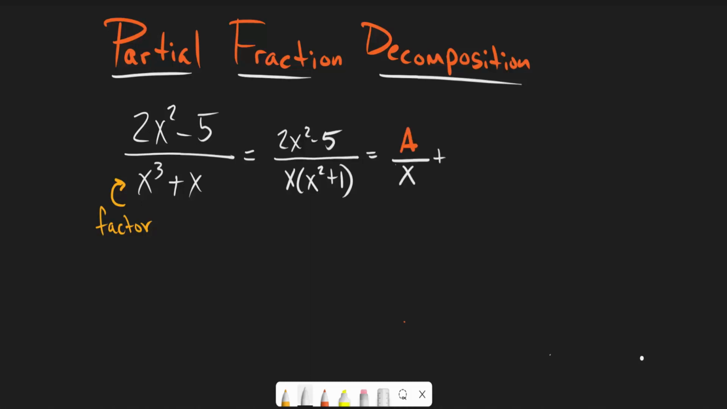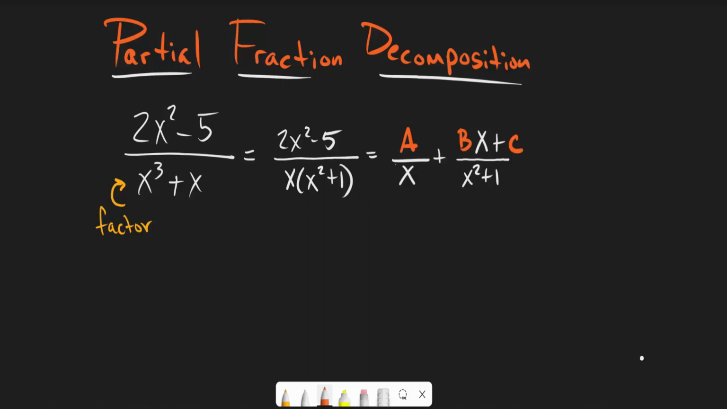So for our first fraction, we're going to have the linear factor, which is just x in the denominator. And then of course, our numerator is just some constant a, which we don't know. That's what we're looking for. For our second fraction, the denominator has a quadratic factor. So this is where sometimes people get a little bit lost.